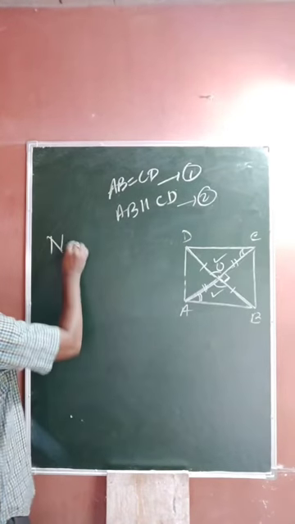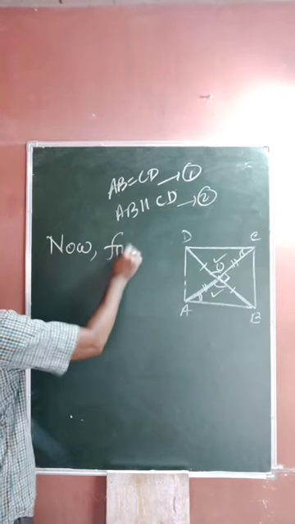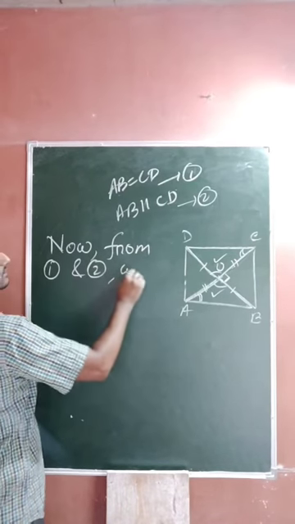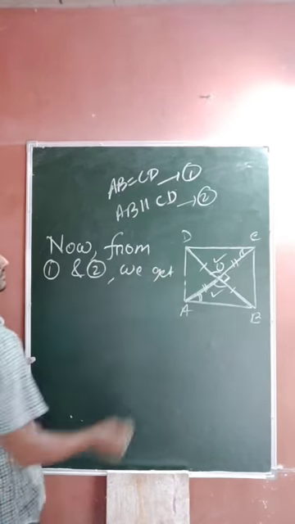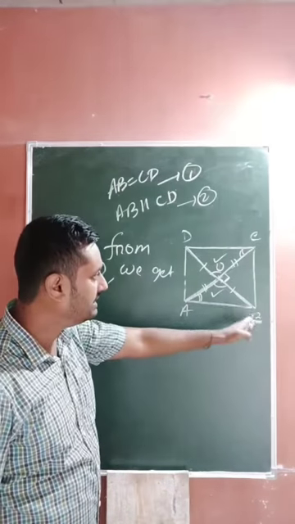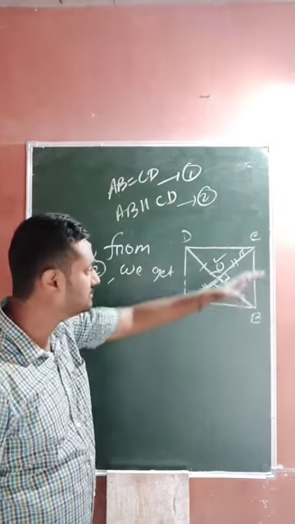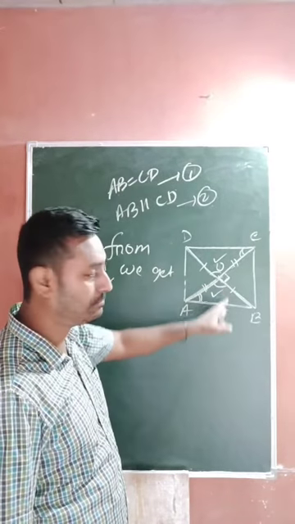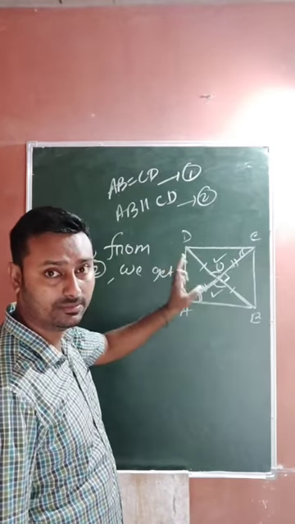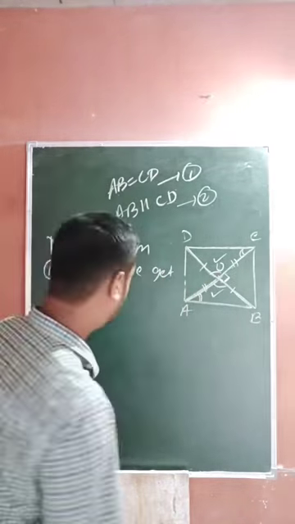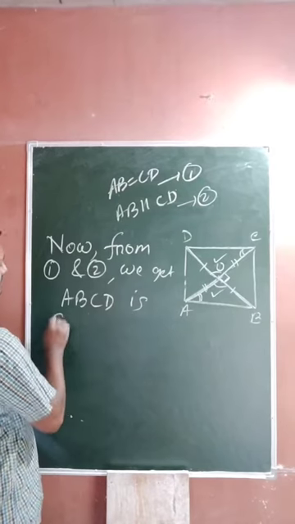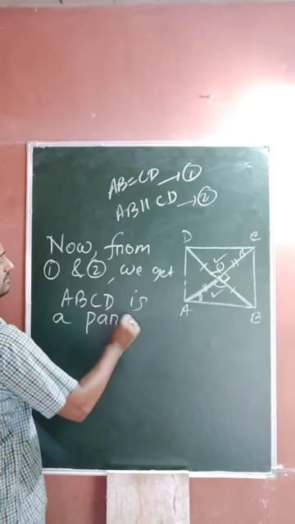Now from 1 and 2 we get AB is equal to CD and AB is parallel to CD. All of you know in case of a quadrilateral, if two opposite sides are parallel and equal, then that quadrilateral must be a parallelogram. You get ABCD is a parallelogram.